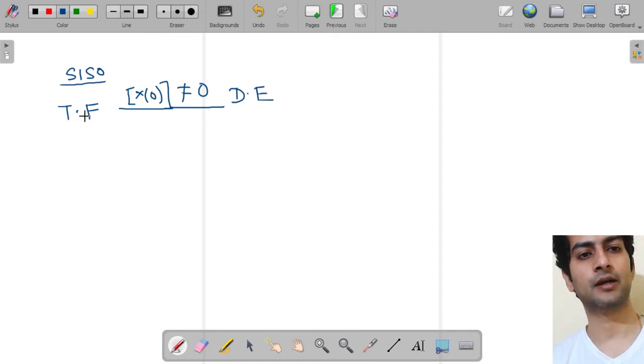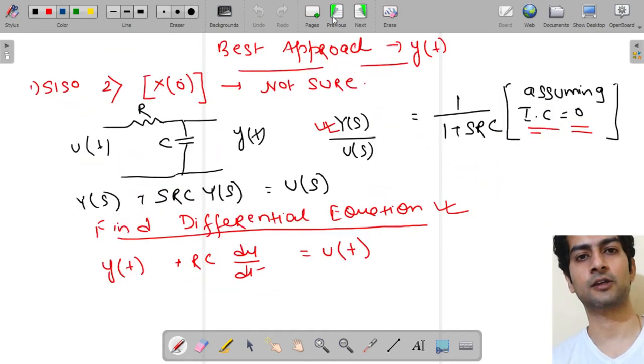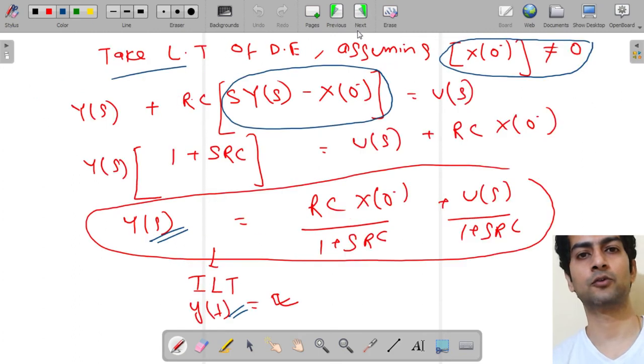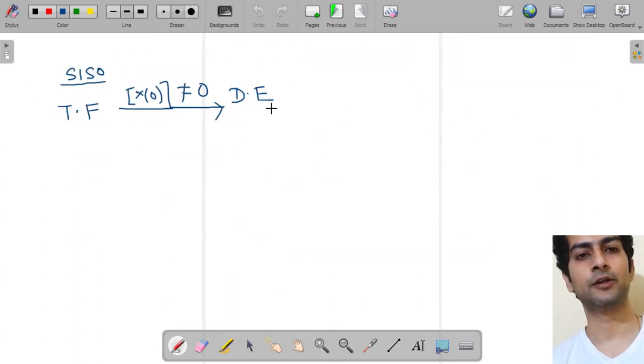But in reality, the initial condition is not 0. So from the transfer function, which I calculated by assuming initial condition 0, I will go to the differential equation. Then I will assume this initial condition and calculate y(t).